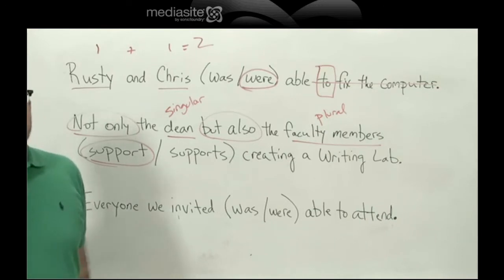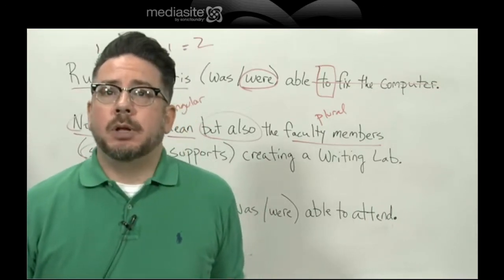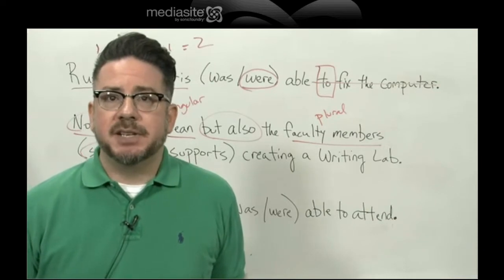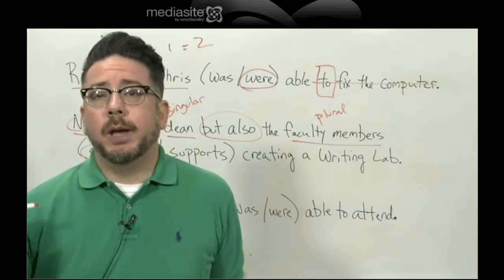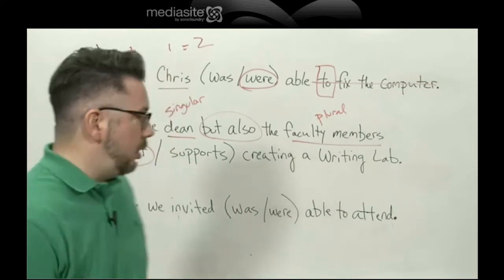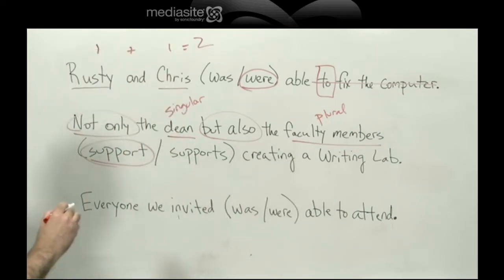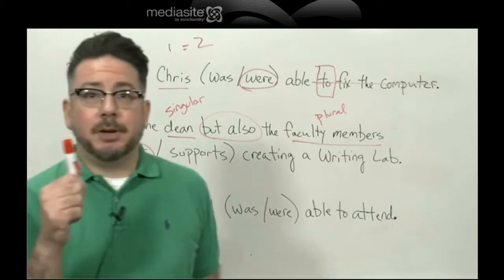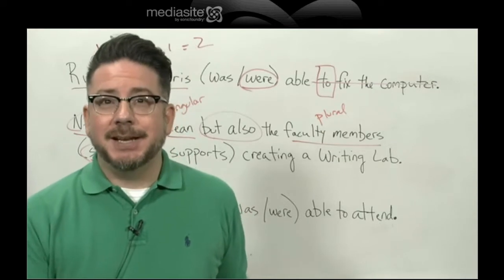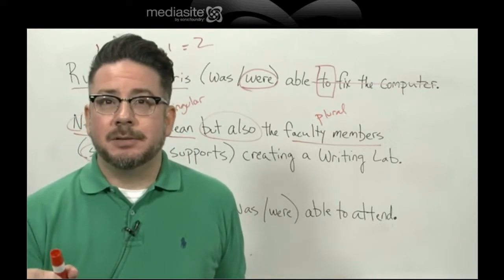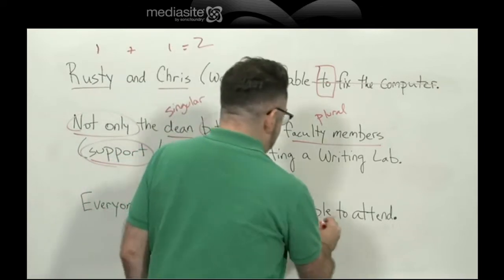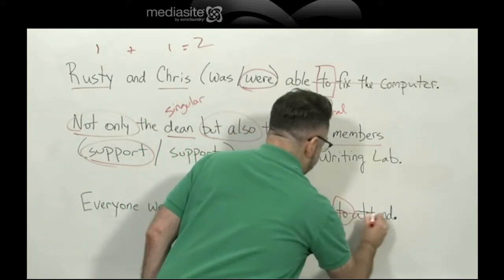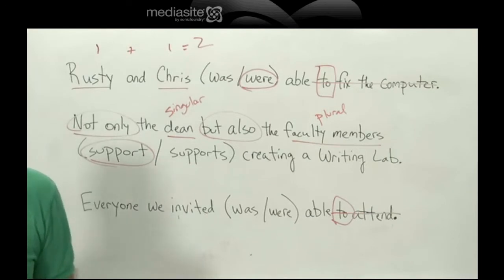Okay, final example. This has to do with our last rule. Anytime the subject of a sentence is an indefinite pronoun, we always use the singular form of the verb. So everyone we invited either was able or were able to attend. Now, I'm not going to forget my rule. What's the first thing I need to do before I look for the subject? Cross out any prepositional phrases. I've got one preposition here, so to attend is gone. So that leaves me with everyone we invited either was able or were able.